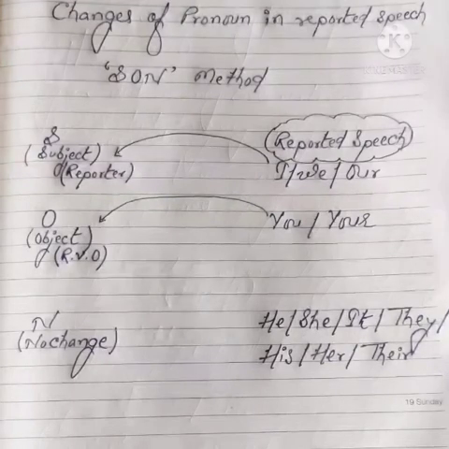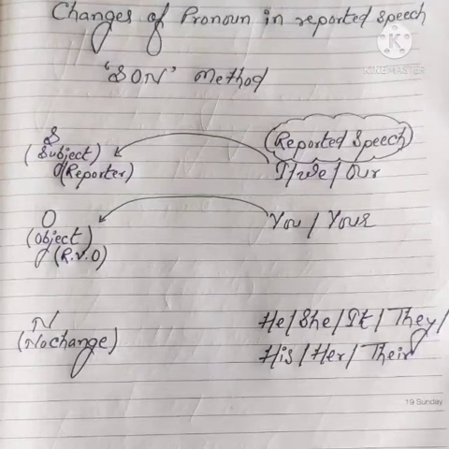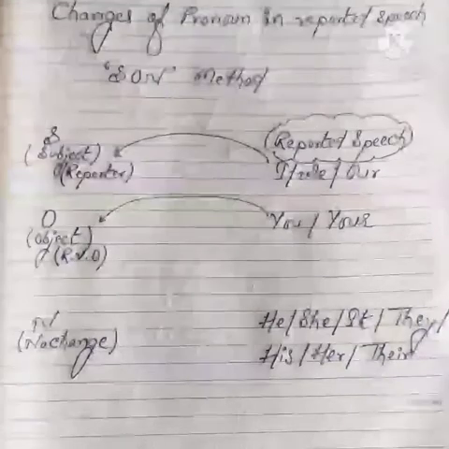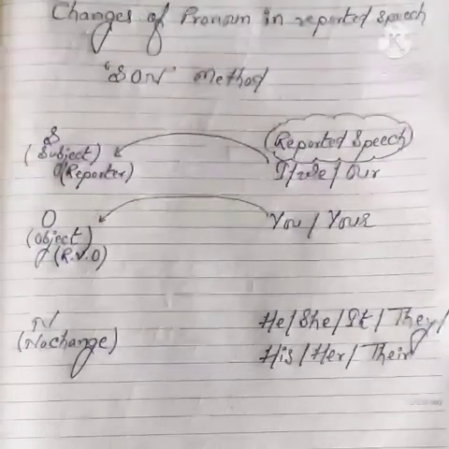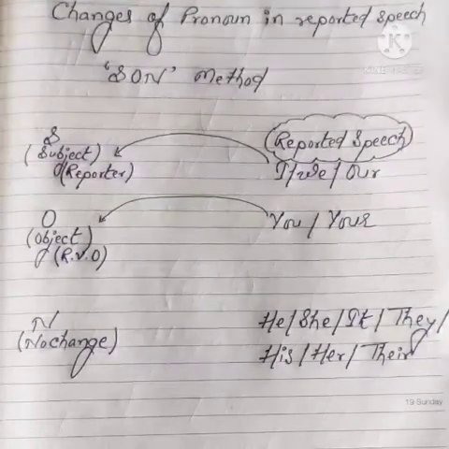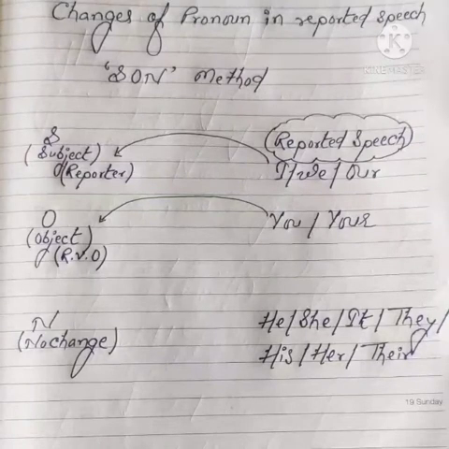Let me remind you once again that reported speech is the sentence which will be written within inverted commas. If we have a subject like I, we or our, then you have to tally it with the subject of the reporting verb, which is also known as the reporter. If you have a subject in reported speech like you or your, then you have to tally it with the object of the reporting verb. In short form, I have written it as RVO, which stands for reporting verb object.